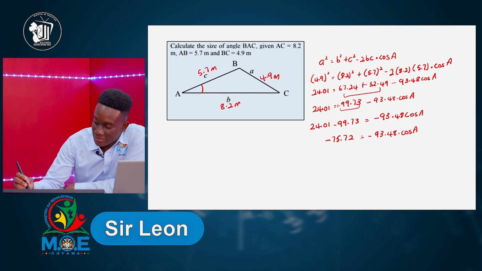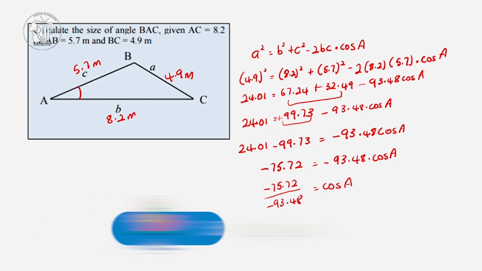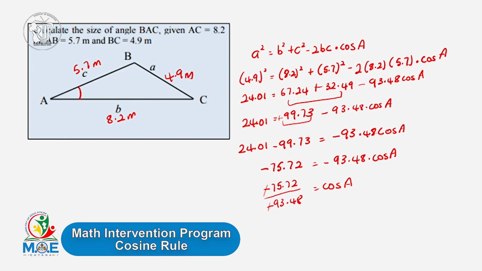So this negative 93.48 is multiplying, and we take it over to divide. So you'll have negative 75.72 all divided by negative 93.48. That is equal to cos A. So of course these two negatives will cancel out. And then to solve for A, we just take over the cos. And we know when we take over the cos over the equal sign, we will get the inverse of cos. So this will be cos inverse.